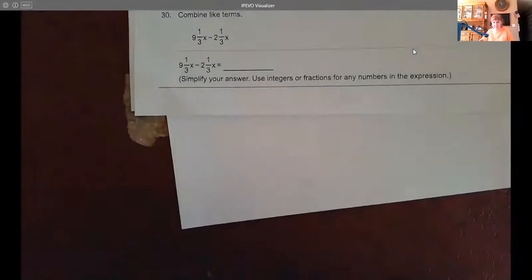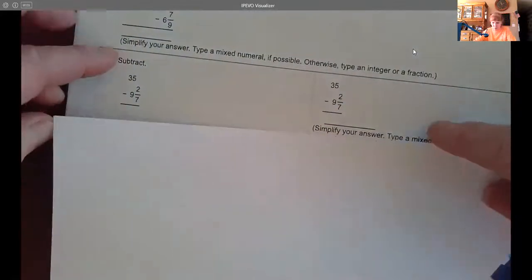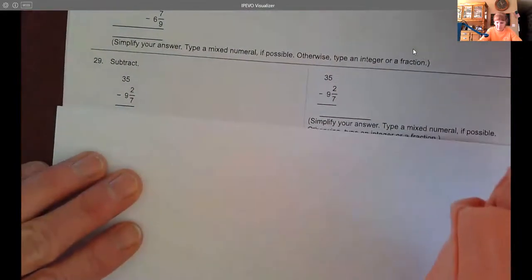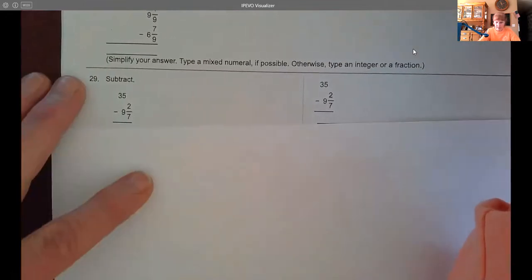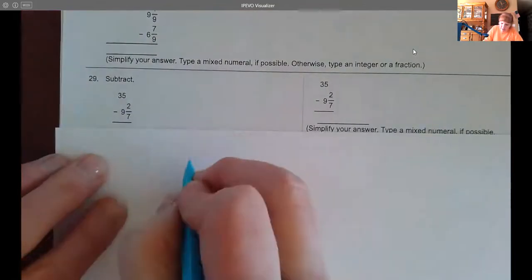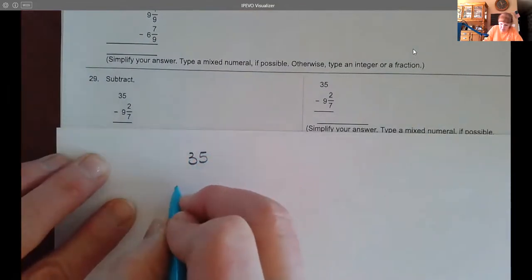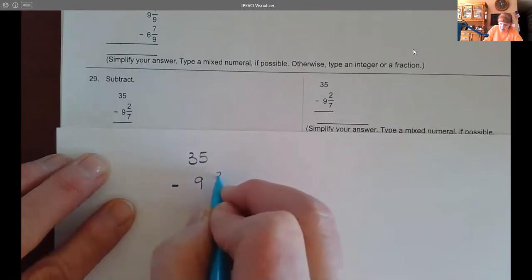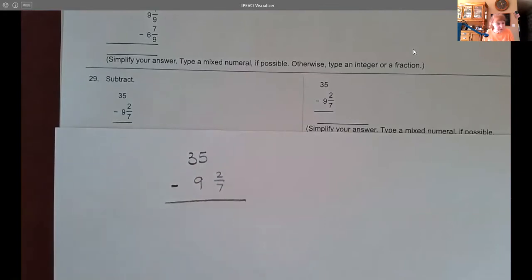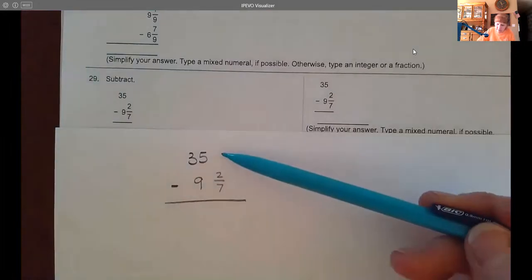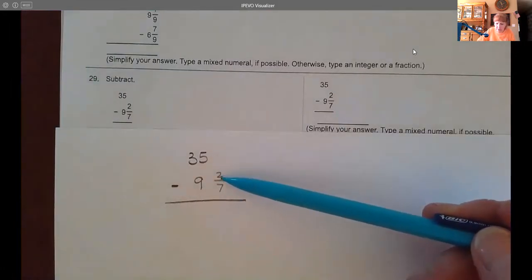So we're getting down towards the end. So looking at 29. Oh, it's kind of crooked there. Okay, we've got 35 and we're subtracting 9 2/7. Oh boy. Again, the 35 is larger, so it's on the top there, which is what we want. The only problem is we have nothing and we're subtracting 2/7.